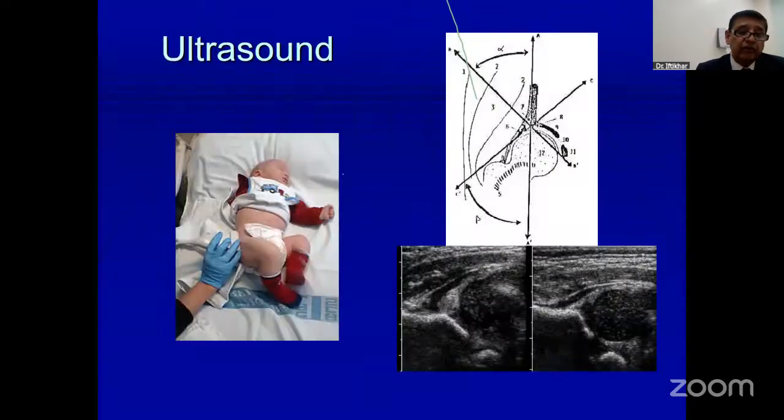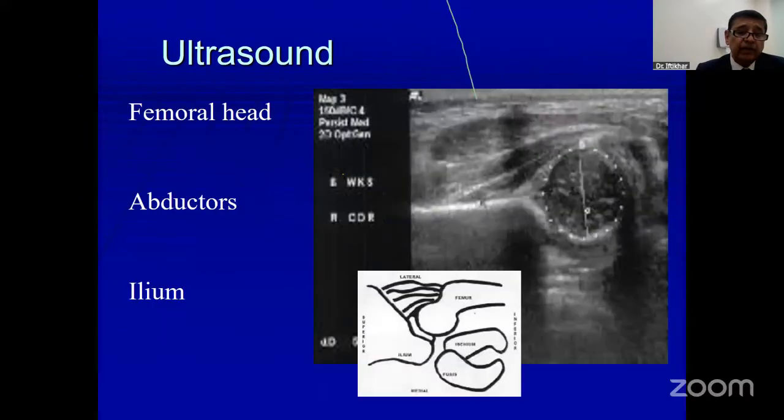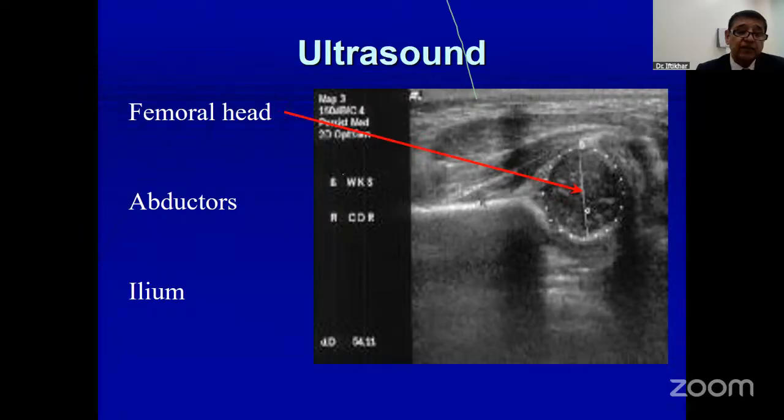When you do an ultrasound, the baby is usually lying down, very relaxed, or sleeping. You do the ultrasound in such a way that you will see these images. Here I've shown you an ultrasound picture, plus a diagram explaining where the abductors and the femoral head are. This is the femoral neck. This is how you see the ultrasound, and these are the abductors on the side, and you have the ilium there.